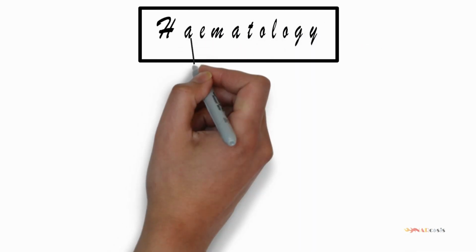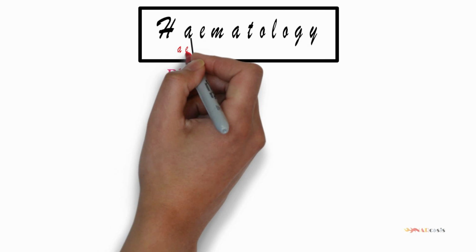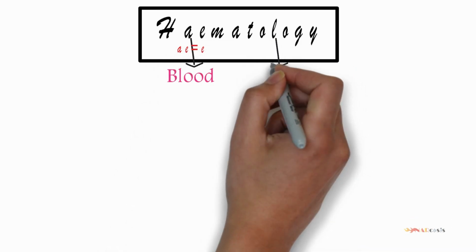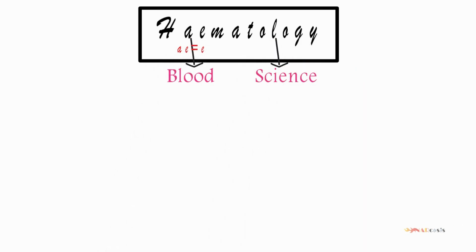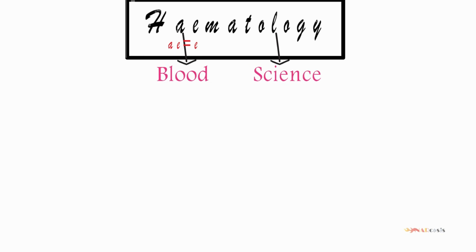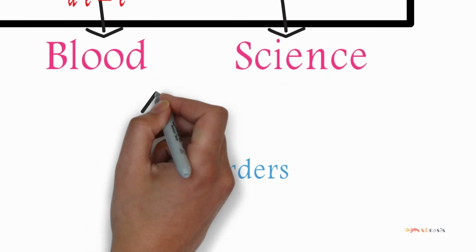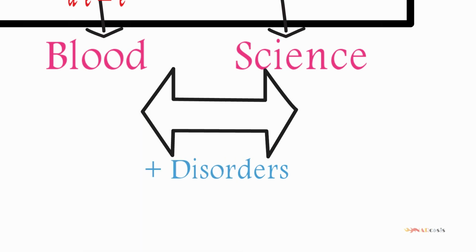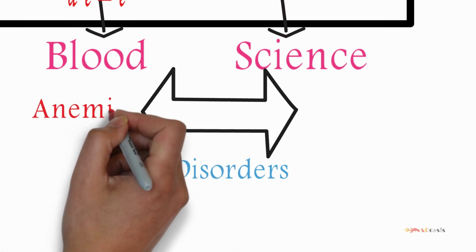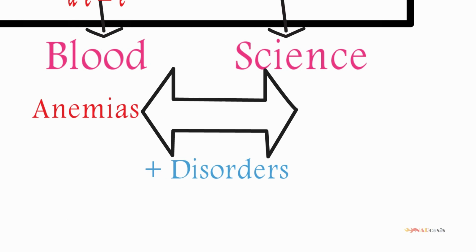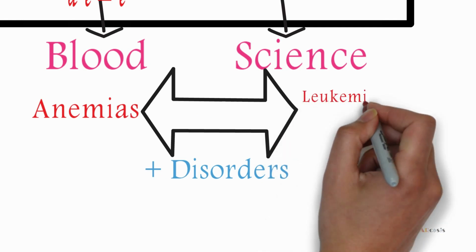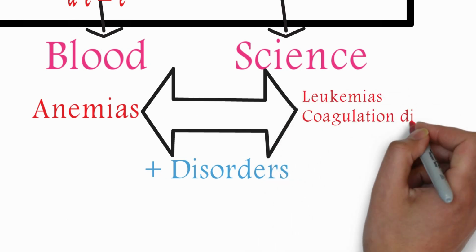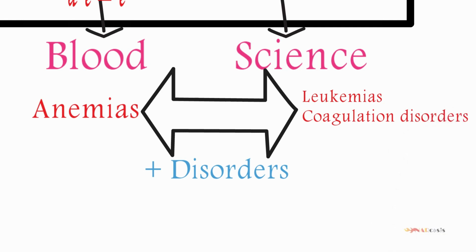Heme means blood, whether written with the letter A or not, and logy means science. So hematology is the study of the blood and its disorders. And these disorders range from some of the most common disorders affecting humans, which is anemias, to relatively rare conditions such as leukemias and congenital coagulation disorders.